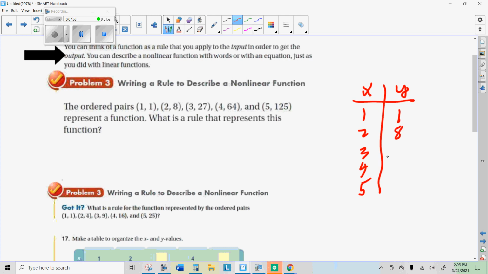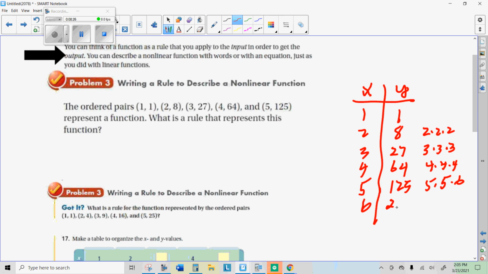It's really going up by a lot, 27, which kind of is leading me to believe there's something with multiplying here or exponents. And if you think about this, this 8 is actually 2 times 2 times 2. This 27 is 3 times 3 times 3, 4 times 4 times 4, 5 times 5 times 5. The next one is going to be 6 times 6 times 6, which is 216. So the rule is you take x and do it to the 3rd power. We call that the cubic function.